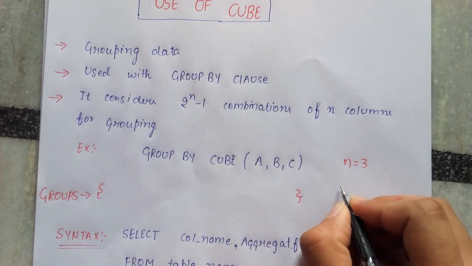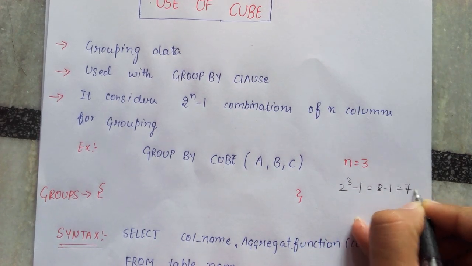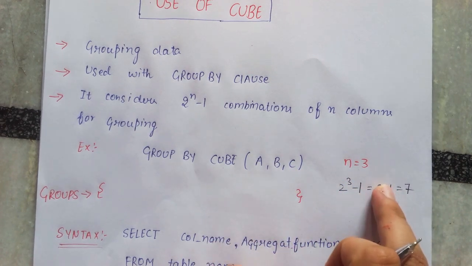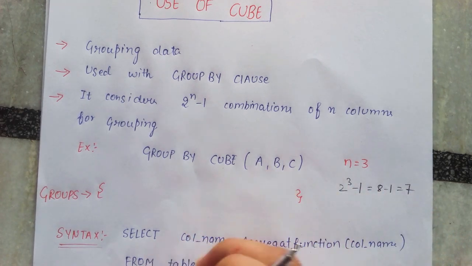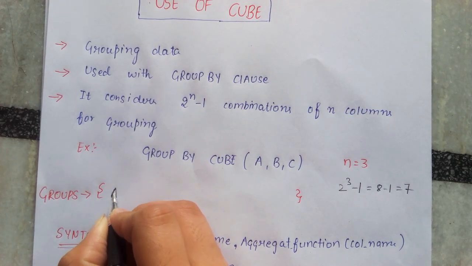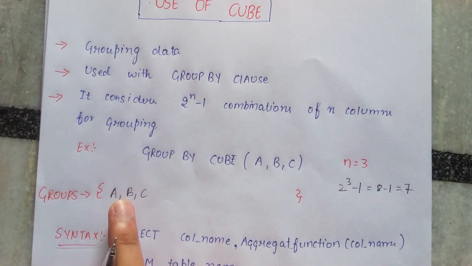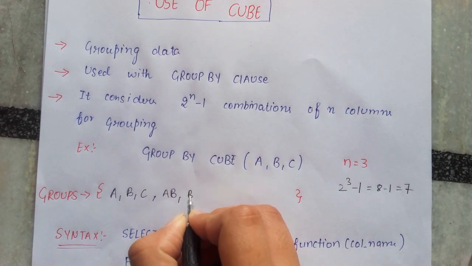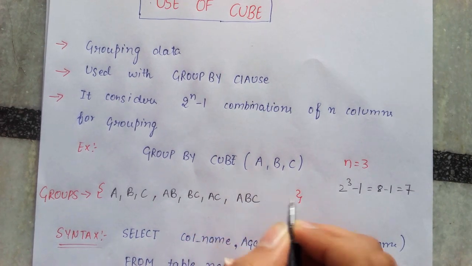So how will it work? It will take 2 to the power 3 minus 1 combinations, that is 8 minus 1, which equals 7. So it will take 7 combinations and group the data of the table on the basis of those 7 combinations. How will we make the 7 combinations? Firstly, we take all the columns alone. That means firstly we group the data on the basis of only the first column, then on the basis of the second column, and then the third column. After that we group the data on the basis of columns AB, then BC, and AC. And at the last, we group the data on the basis of all three columns.